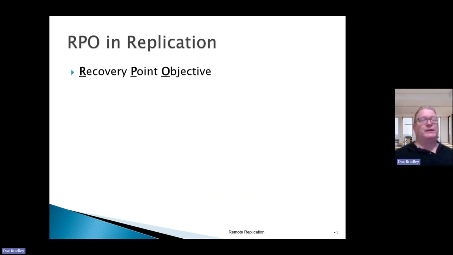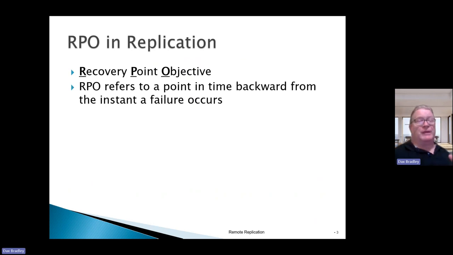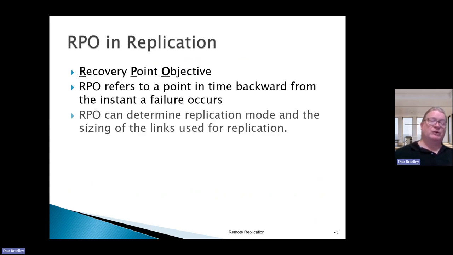RPO in replication stands for recovery point objective. Recovery point objective is a metric in the context of data replication and disaster recovery planning. It represents the maximum acceptable amount of data that an organization is willing to tolerate in the event of a system failure or a large disaster. Basically, it defines the point in time to which data must be restored after recovery. RPO refers to a point in time backward from the instant the failure occurs. An RPO can determine replication mode and the sizing of the links used for replication.